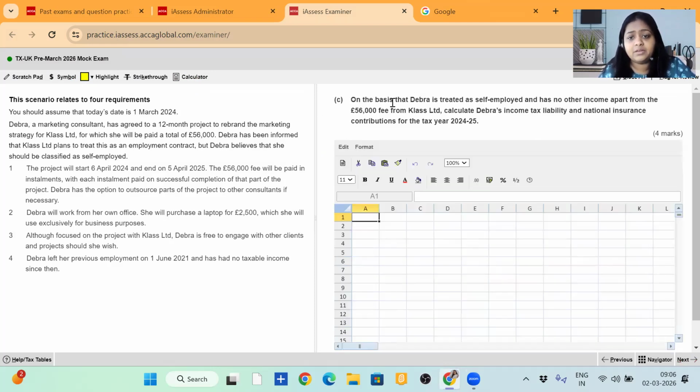So now the C part. So far we have done 4 marks already. Now on the basis that Deborah is treated as self-employed and has no other income apart from £56,000 fees from Class Limited, calculate Deborah's income tax liability and NIC.